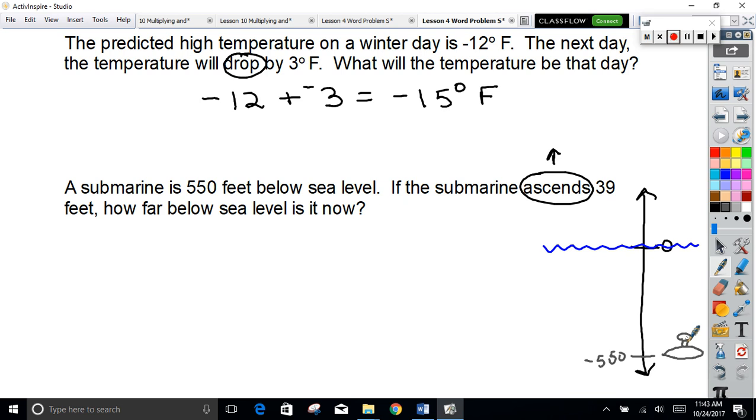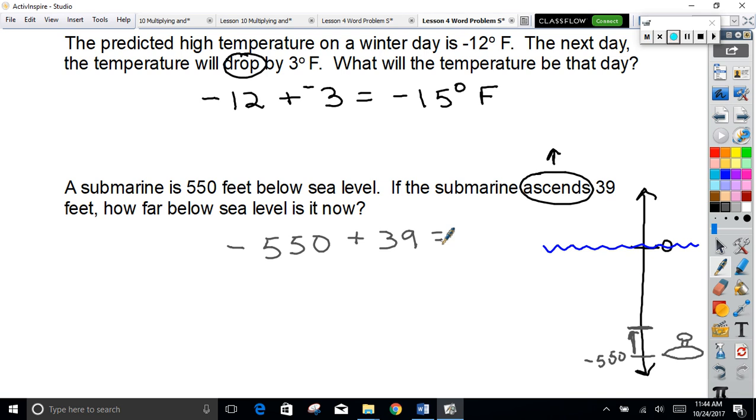Now the submarine ascends, so it moves up 39 feet. So it's going to be maybe around here somewhere. It went up 39 feet. So how would we write that equation? Hunter? -550 plus positive 39. Good. Sure about that? -550 plus 39. And then what are we going to do to solve this, Carter?